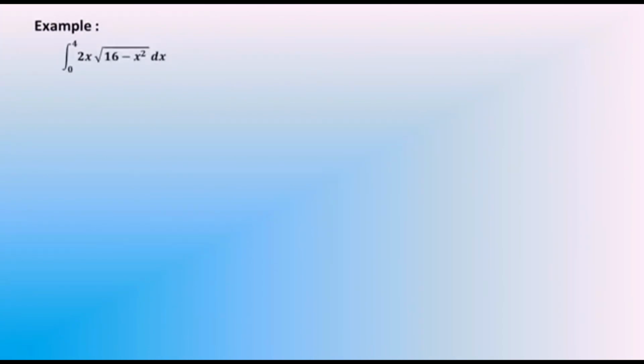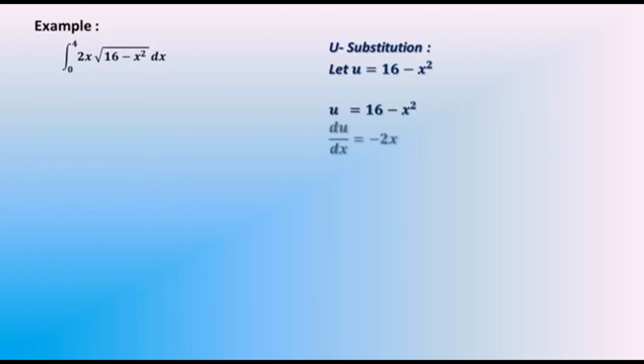Okey, untuk contoh soalan yang seterusnya, diberi soalan integrate 0 to 4, 2x multiplied by square root of 16 minus x square dx. Kita gunakan u substitution. Kita akan gantikan u dengan 16 tolak x square dan kita akan cari dia punya differentiate of u. Kita akan dapat negative 2x. Kemudian cari nilai dx. Kita akan dapat dx sama dengan negative du over 2x.